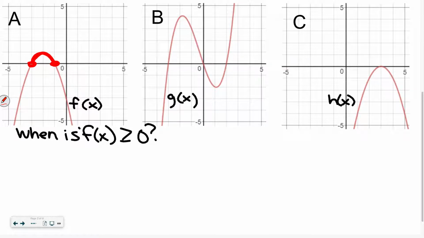So should those be included in my inequality, f of x is greater than or equal to 0? Yeah. So your answers today are going to look like things like this. -3 to 1 inclusive, using brackets on them.